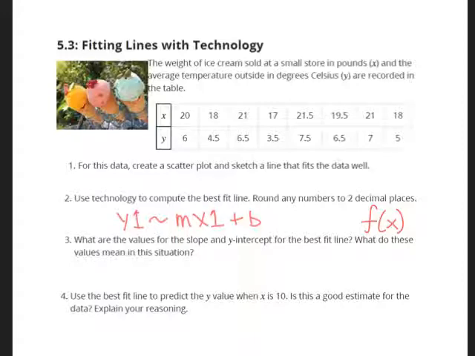So why don't you pause the video now, and then when you unpause, you can see the answers.